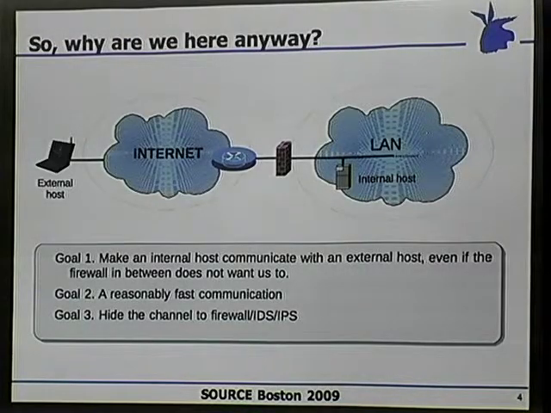So, what are we talking about? The situation is pretty much there is an internal host in a LAN, there is an external host. We want to have those two boxes communicate in some way, even if the firewall in between doesn't want us to. We want this communication to be reasonably fast, maybe not incredibly fast, but at least reasonably fast. And we also want to be able to hide the fact there is a communication going on between the two boxes.